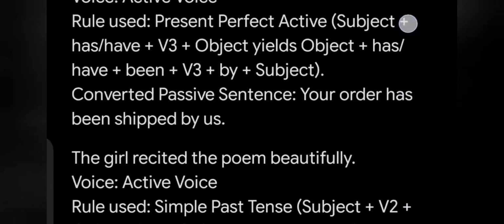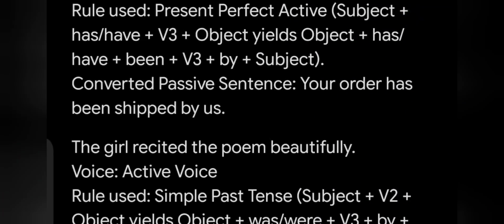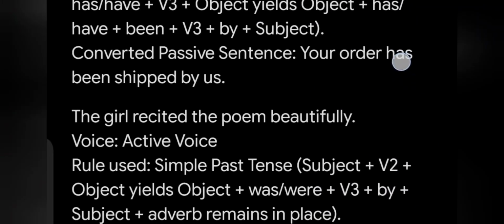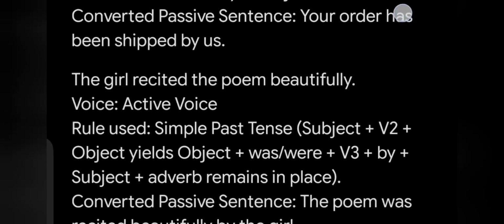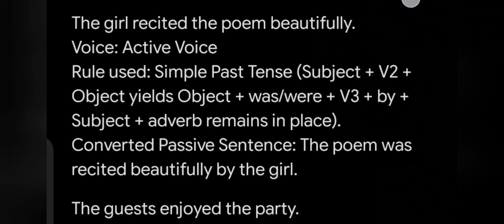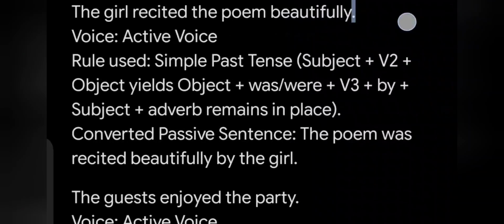The girl recited the poem beautifully. Voice: active voice. Rule used: simple past tense. Subject plus V2 plus object yields object plus was/were plus V3 plus by plus subject; the adverb remains in place. Converted passive sentence: The poem was recited beautifully by the girl.